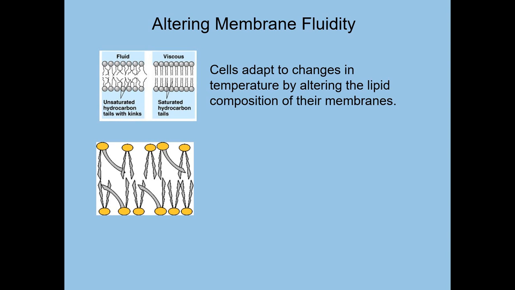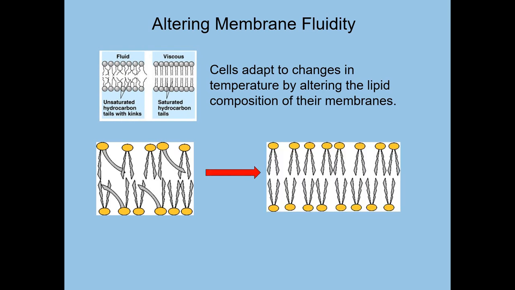If a plant cell is exposed to high temperatures for many hours or days, it alters the lipid composition to have longer fatty acid tails and fewer double bonds.